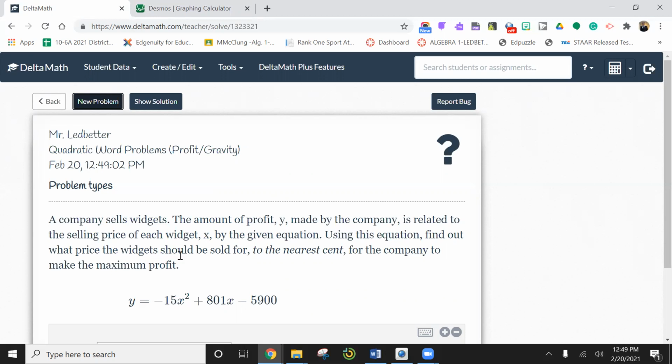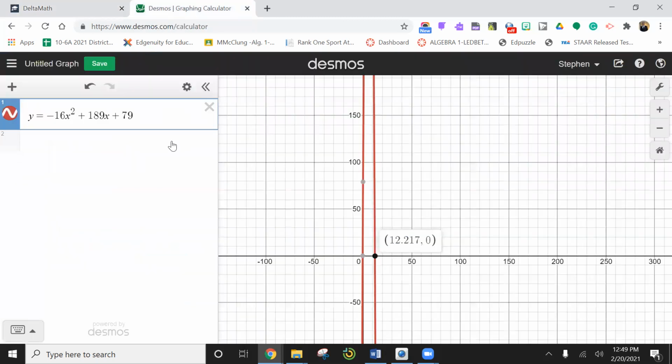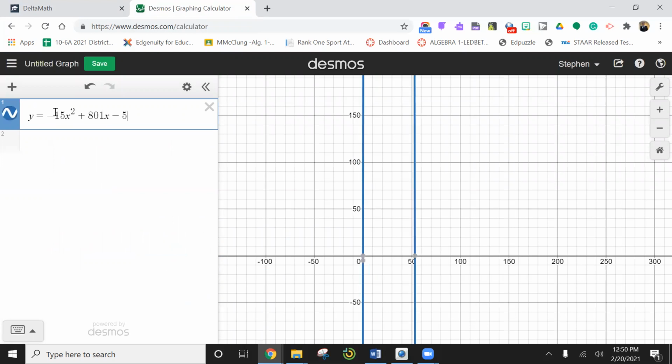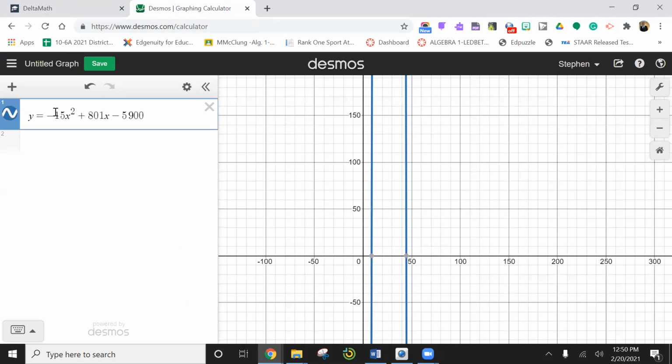Using the equation, find out what price the widgets must be sold for, to the nearest cent, for the company to make a maximum profit. Wow. So here we go. We're going to put this problem in here. Notice this is not negative 16 because it's not talking about something going up in the air and coming back down. So I'm going to go back to my Desmos and put my equation in. Okay, hopefully I wrote it right.